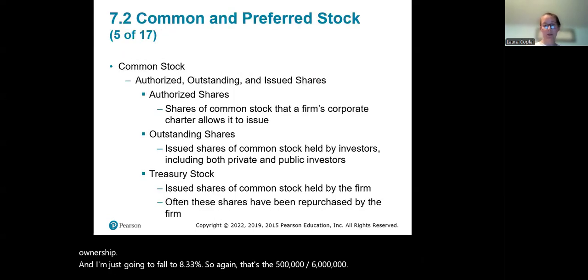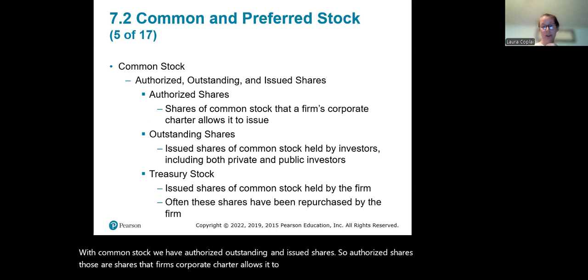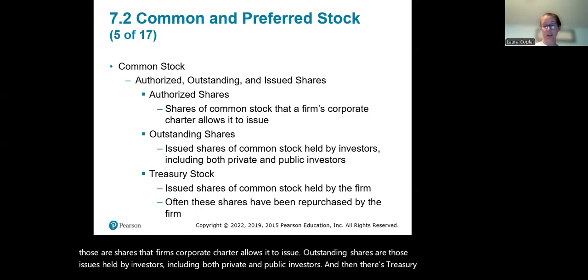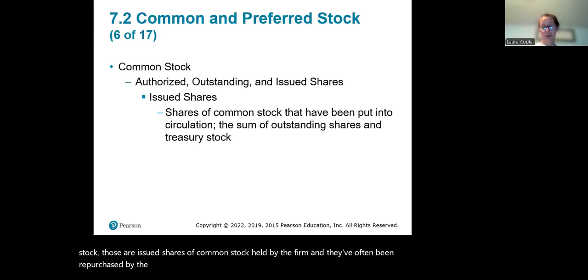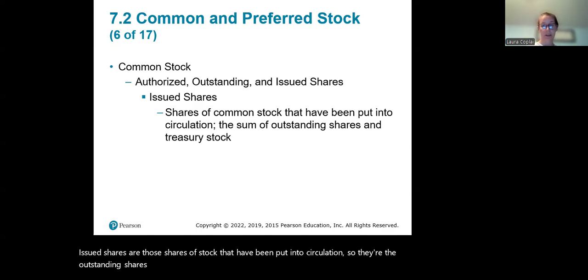With common stock, we have authorized, outstanding, and issued shares. So authorized shares are shares that a firm's corporate charter allows it to issue. Outstanding shares are those issues held by investors, including both private and public investors. And then there's treasury stock. Those are issued shares of common stock held by the firm, and they've often been repurchased by that firm. Issued shares are those shares of stock that have been put into circulation. So they're the outstanding shares plus the treasury stock.